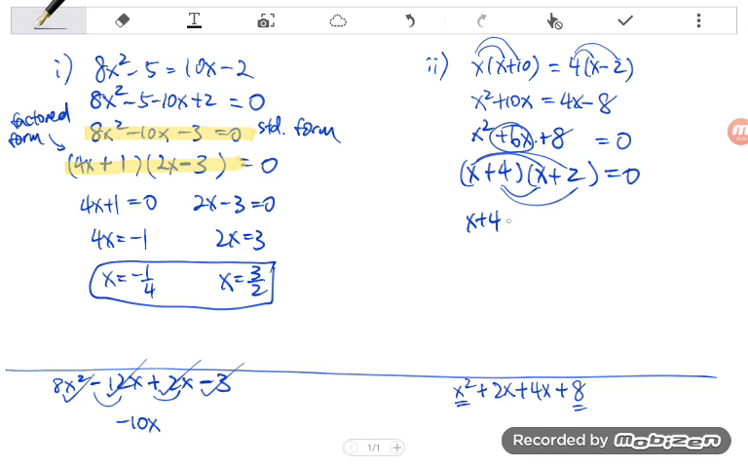Now I can apply the zero product property. x plus 4 is equal to 0, so x is negative 4. x plus 2 is equal to 0, so x is equal to negative 2. So my x can be those two values.